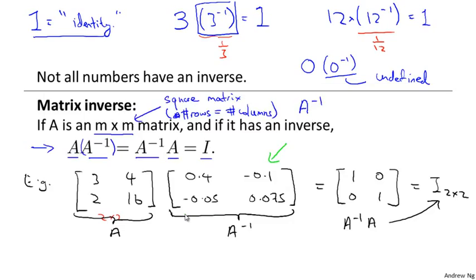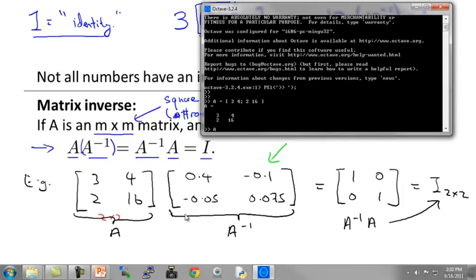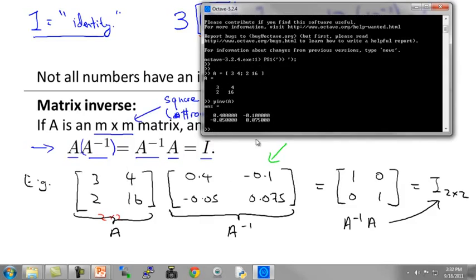What I did was I used software called Octave. Let me bring that up. We'll see a lot more about Octave later, but let me just quickly show you an example. I'm going to set my matrix A to be equal to that matrix on the left. So I'm going to type 3, 4, 2, 16. That's my matrix A, the matrix 3, 4, 2, 16 that I have down here on the left. And the software lets me compute the inverse of A very easily. It's pinv of A. And this matrix here, 0.4, minus 0.1, and so on, is giving me a numerical solution to what is the inverse of A.